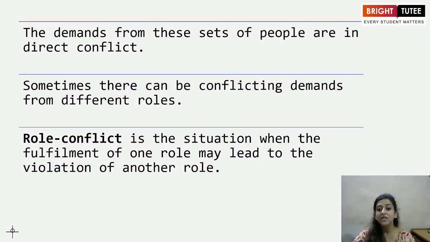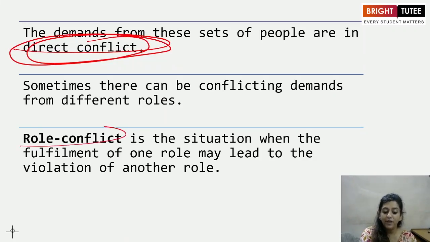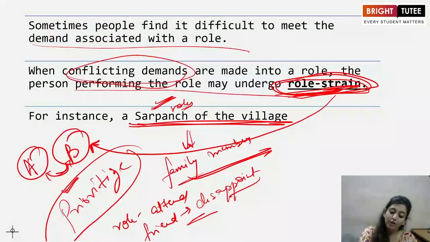Moving on, the demands from these sets of people are in direct conflict, whether to attend the class or not to attend the class, a direct conflict. Sometimes there can be conflicting demands from different roles as well, and hence role conflict is the situation when the fulfillment of one role may lead to the violation of the other one. Fulfillment of the role of being a student and attending the class might lead to the violation of your role of a friend, who has to be there with the friend morally, in all the things that they want to be a part of.